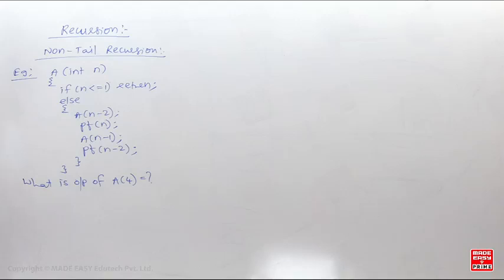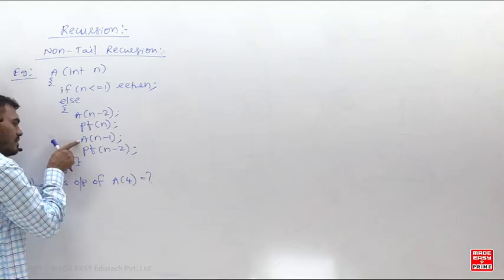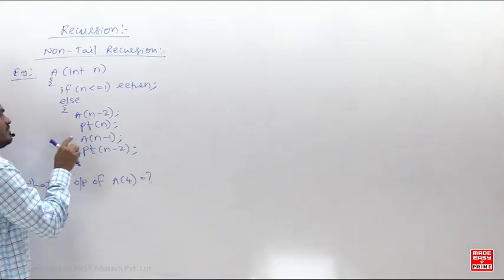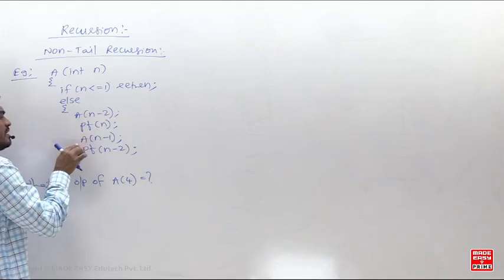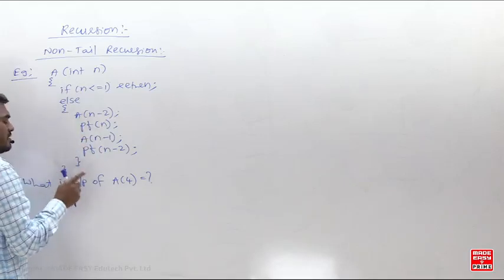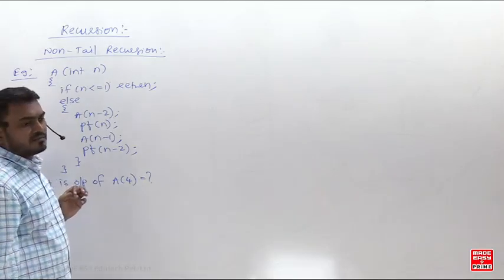What is the output of a of 4? Now look here: in the program, after the recursive call, there are some statements to execute. That is called non-tail recursion. This is a recursive call, and there are statements to execute. This is also a recursive call, with statements to execute. So in the program, after the recursive call, there are statements to execute. That is called what? Non-tail recursion. Copy karo. Speed up.